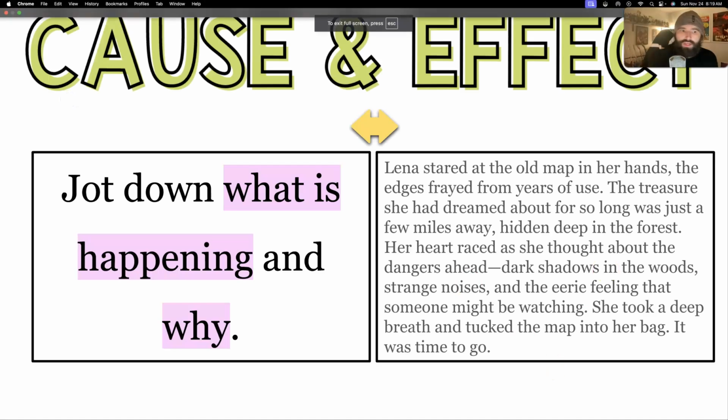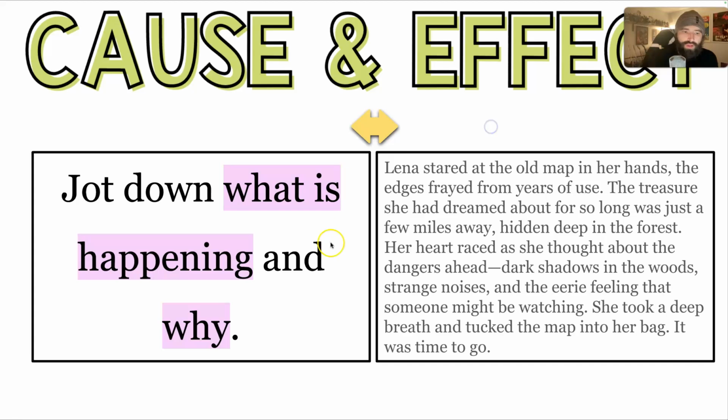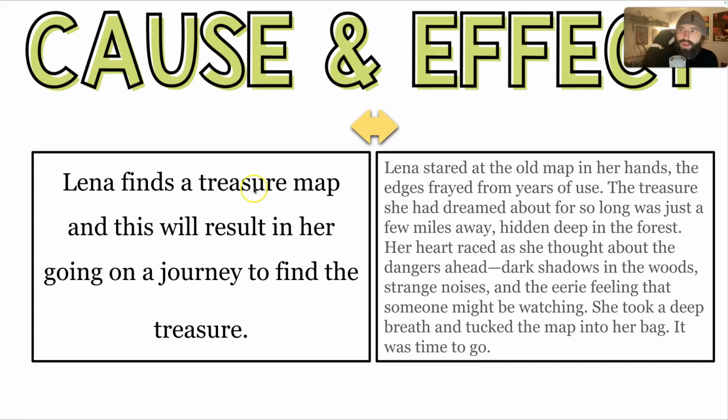When it comes to cause and effect, this is up there as important with big ideas. Cause and effect, jot down what is happening and why you think that thing is happening. So Lena finds a treasure map, and the result of that is she's going to go on a journey to find the treasure. So that's just cause and effect. Those are your big ones.